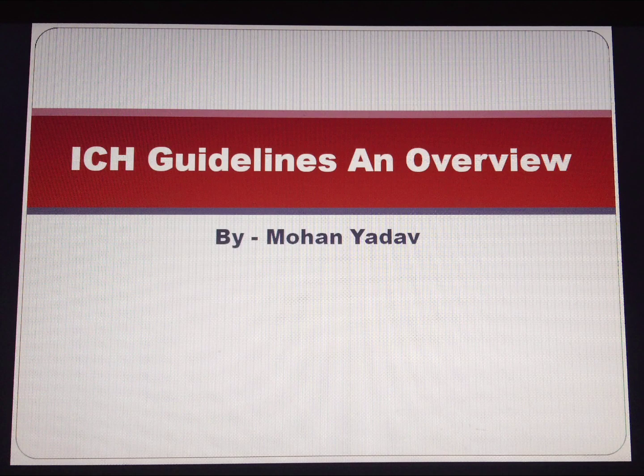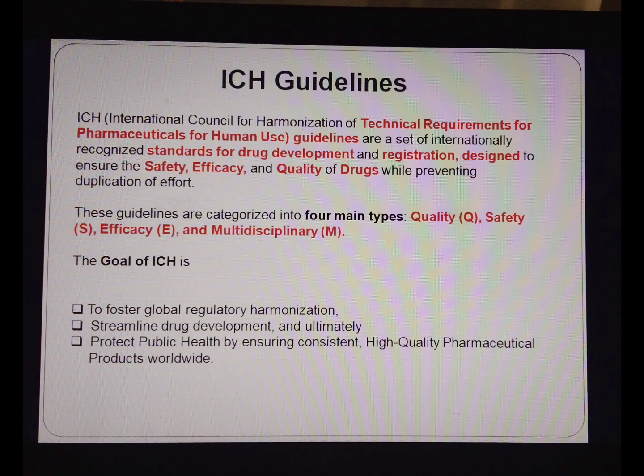Friend, today our topic is ICH guideline and overview. ICH, International Council for Harmonization of Technical Requirements for Pharmaceuticals for Human Use. These guidelines are a set of internationally recognized standards for drug development and registration designed to ensure product safety, efficacy, and quality, while preventing duplication of efforts.